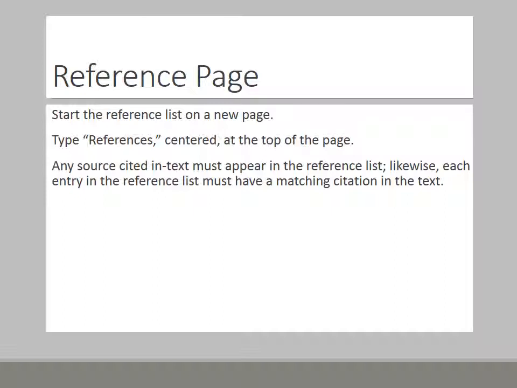You type references in the center of the page, not works cited, not bibliography, it's references. It is not in bold type. It's just plain references. Any source that is cited within the text must appear in the reference list. Likewise, each reference entry in the reference list must have an in-text citation somewhere in the text.